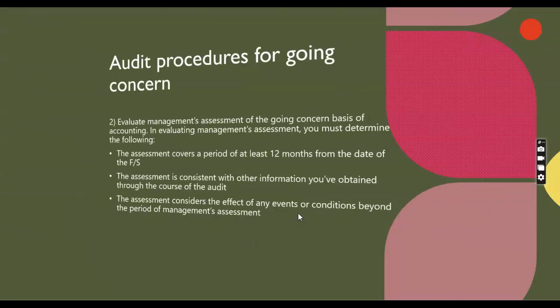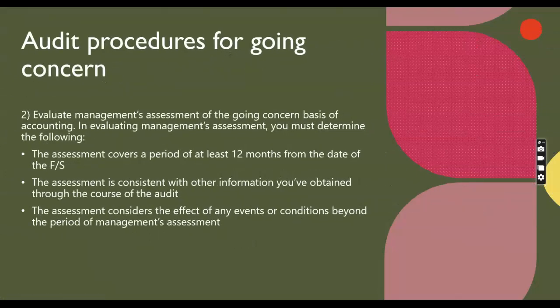So the next thing you want to do is evaluate management's assessment. Remember, I said management will be the one to prepare the assessment. Management can prepare a memo on going concern, to support their view that we will be able to continue for the next 12 months. So now they are going to present that assessment to you as auditor. What are you going to do with that assessment? You are going to evaluate it. Okay, so you as the auditor, you are going to look at it using various information.